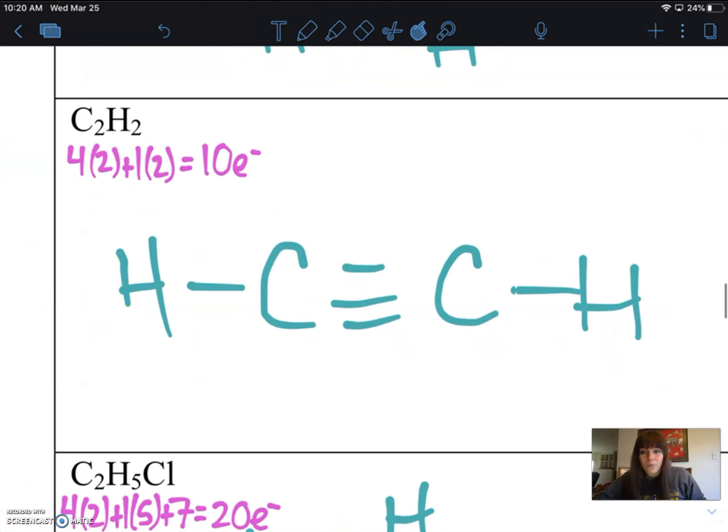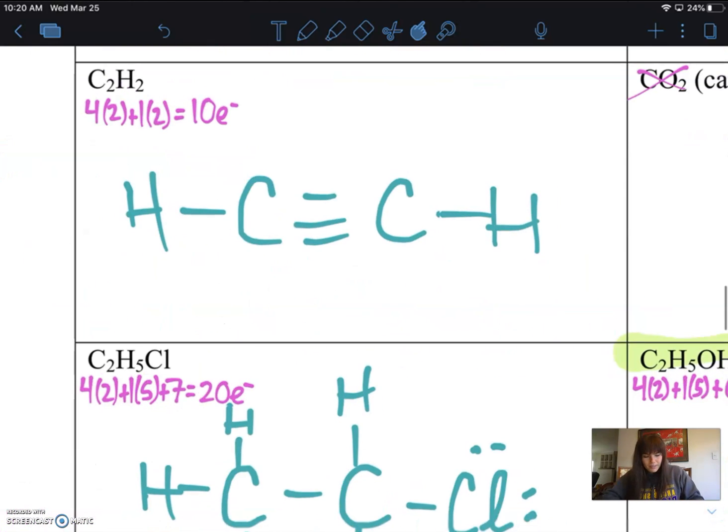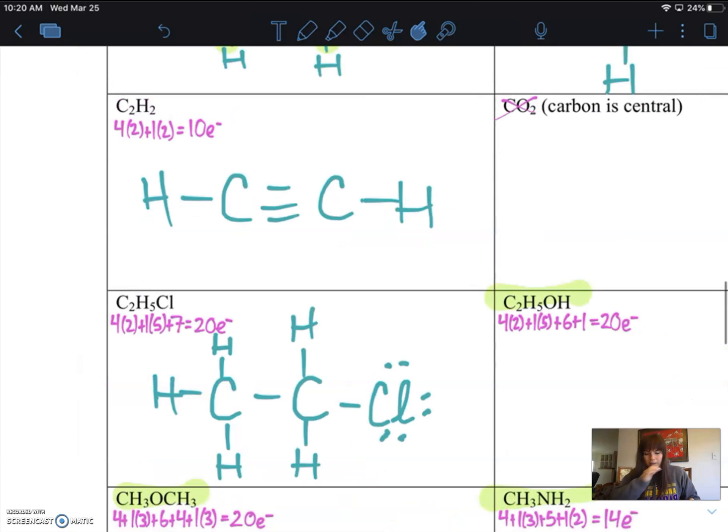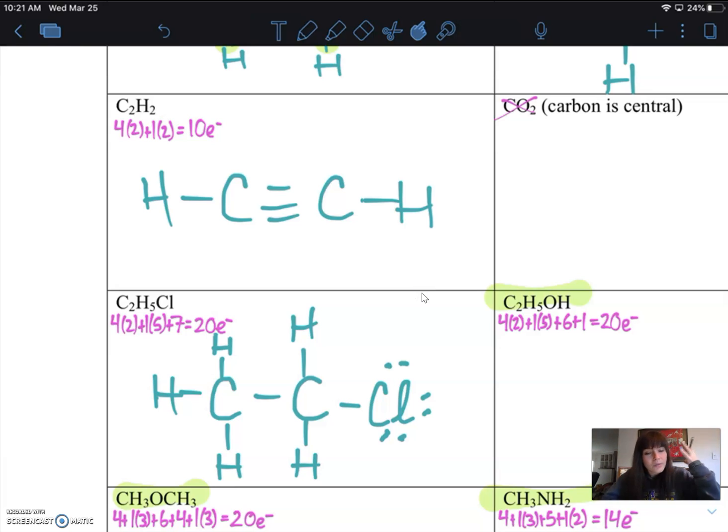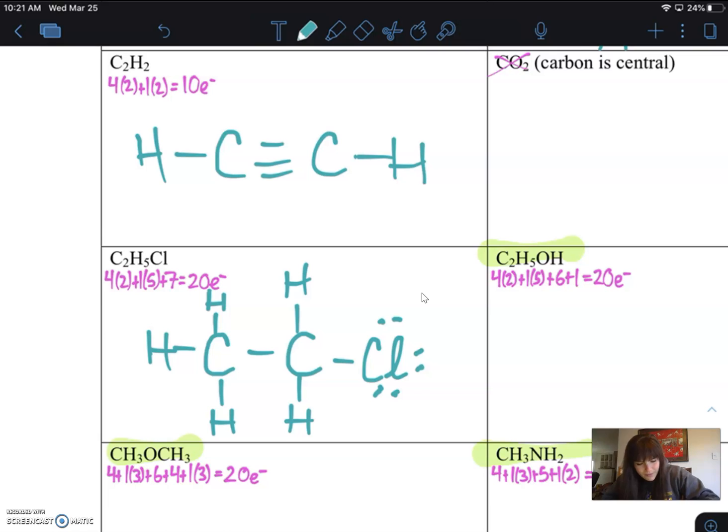I also wrote out these guys. Let me kind of zoom out so you can see it all. So C2H2, really the only difference is that we have way fewer hydrogens, which means that carbon still has to have those 4 bonds. And so we use all of our extra valence electrons just to triple bond in between them. And then this guy right here, I'm going to highlight because I realize that I can't point at my screen and you guys see it.